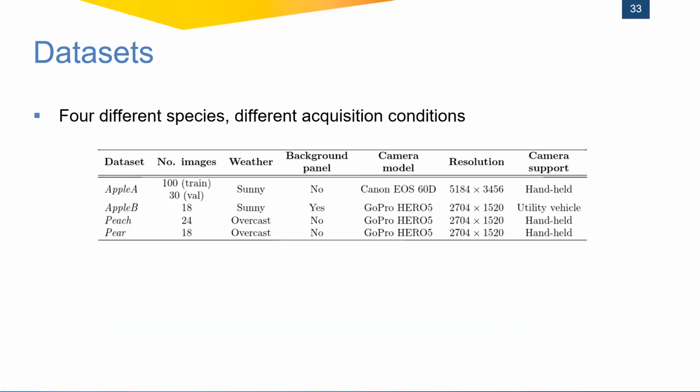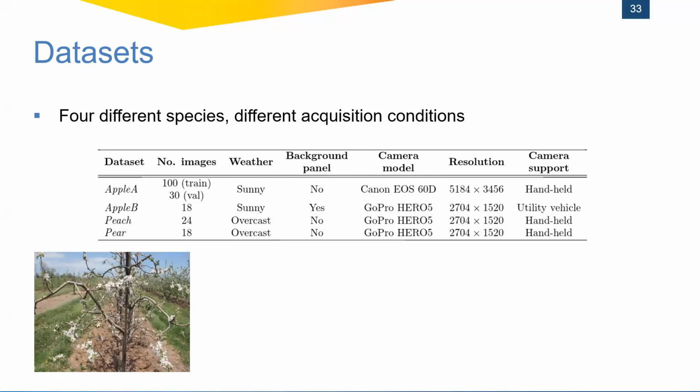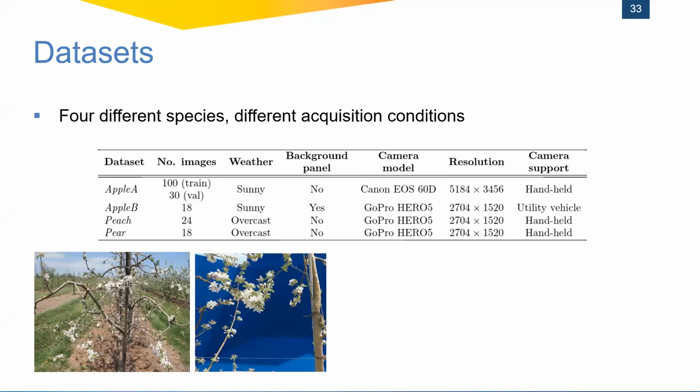So first thing, we have to take care of the data sets. As promised, here's a little bit more details of the data sets that we make now publicly available. 4 different data sets, 2 of them of apple flowers, 1 of them collected without any sort of background screen. It's like sunny weather here. Another one is with a background screen, blue specifically.